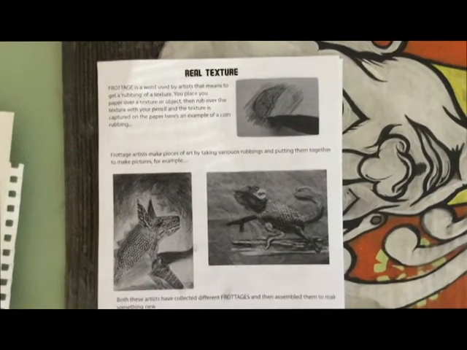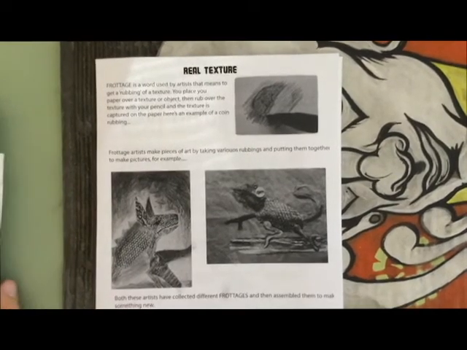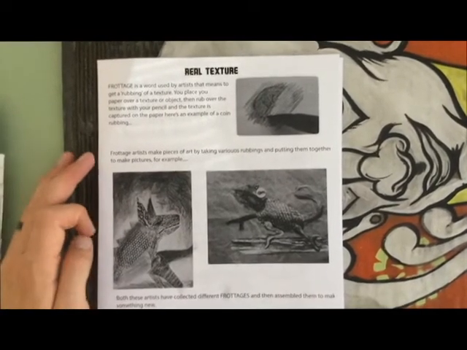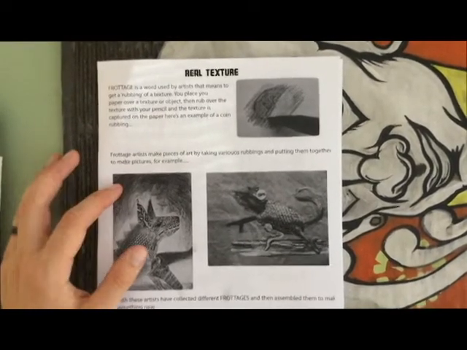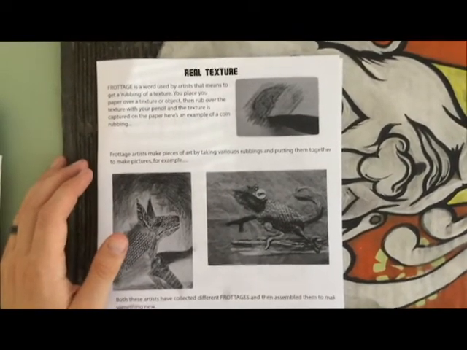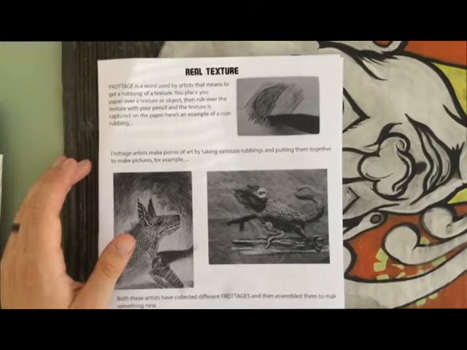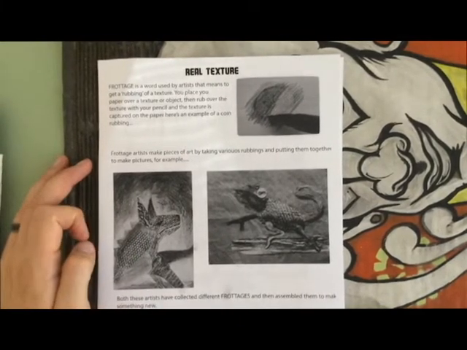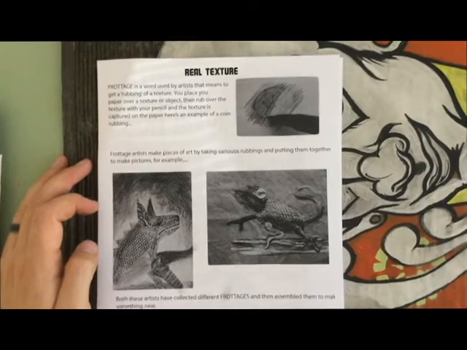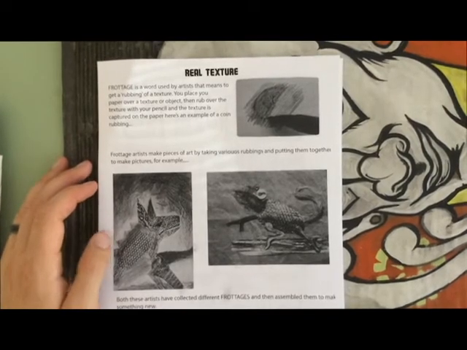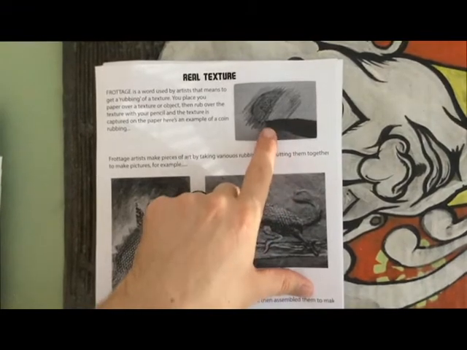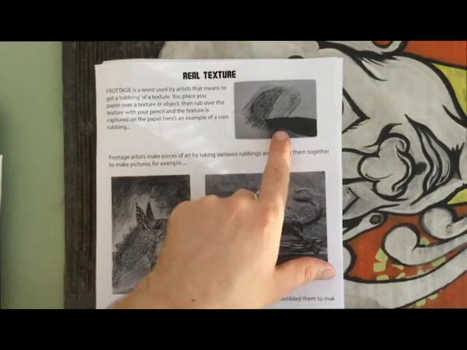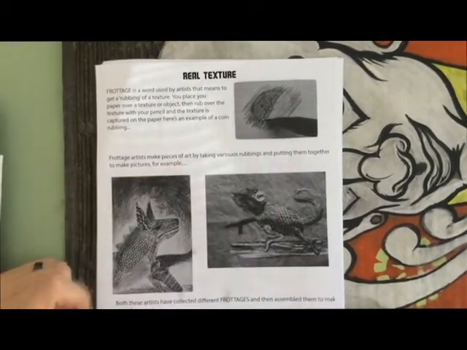The next step in our texture project is we're going to be looking at a frottage. A frottage is a word used by artists that means to get a rubbing of a texture. You place your paper over an object, then rub over the paper with your pencil, and then the texture is captured on the paper. For example, this. You may have done something like this where you got a rubbing of a coin when you were younger.